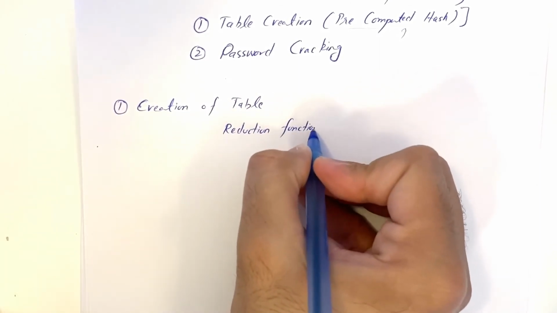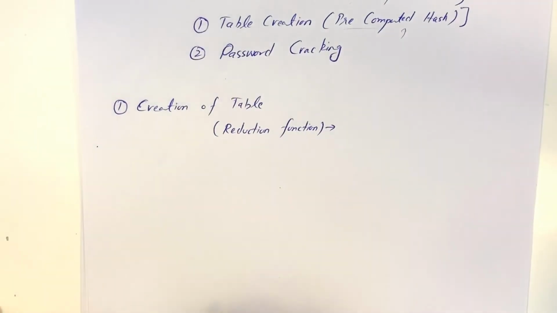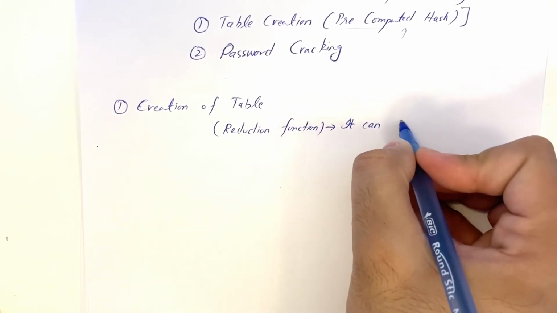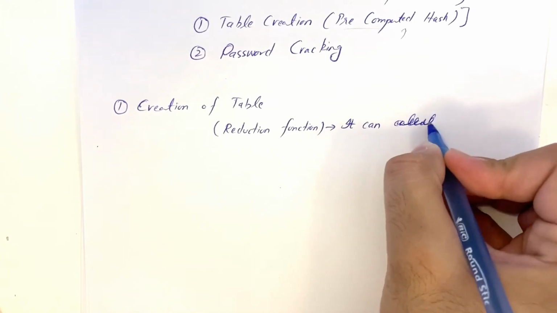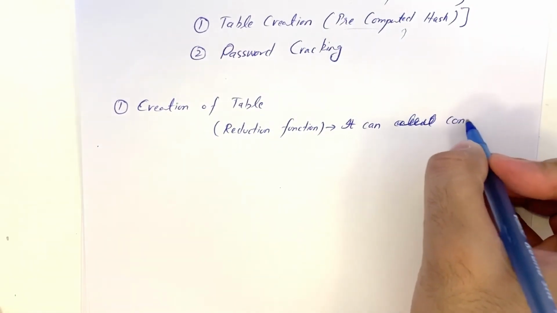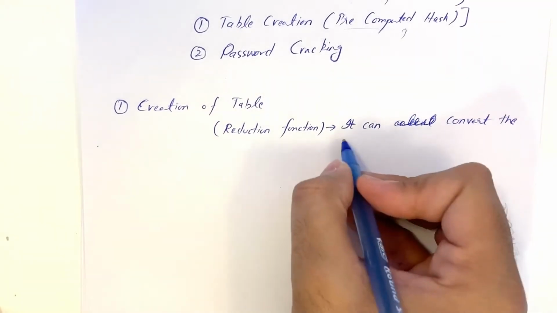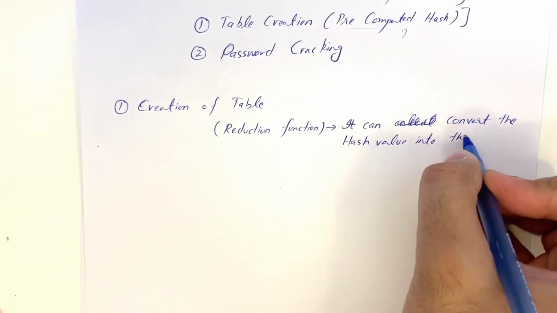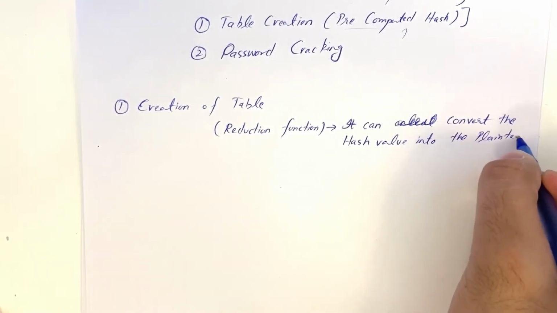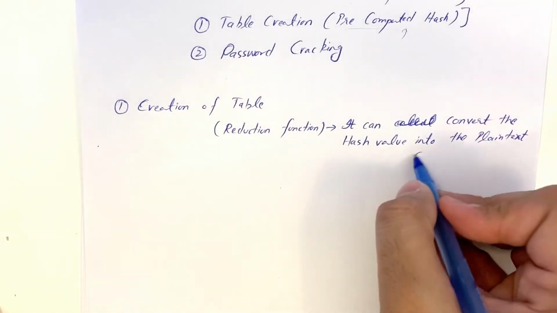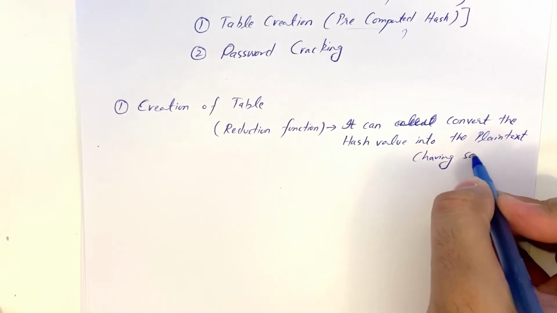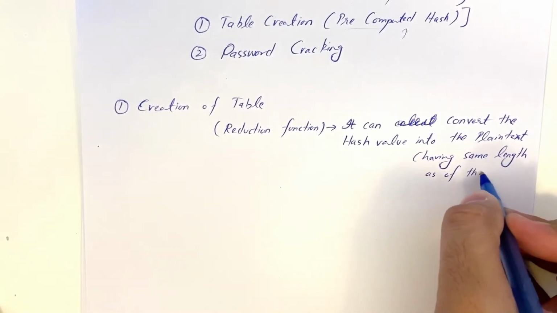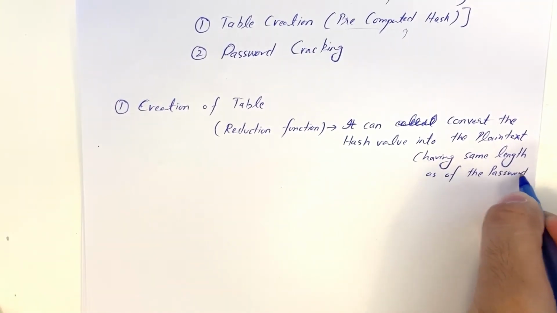The reduction function is a very important function in rainbow tables. What it does is convert the hash value into valid plain text having the same length as the password. So that's a very important function, the reduction function.